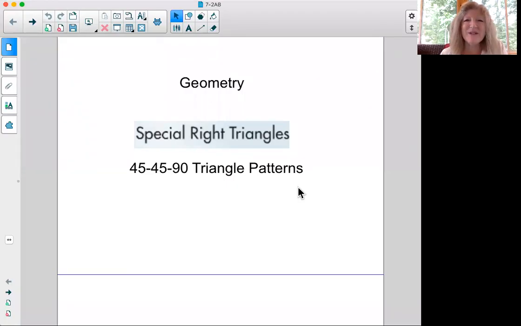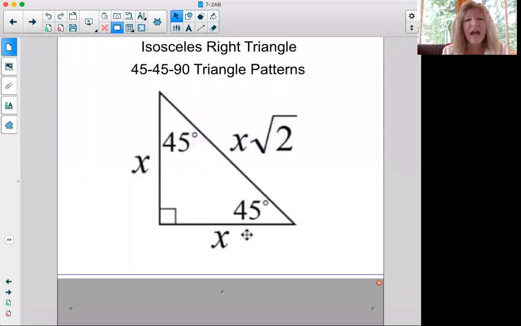Hello, geometry students. We're continuing our work with the magic of the right triangle. Today, we're going to talk about the special pattern that happens whenever you have an isosceles right triangle. Whenever you have an isosceles right triangle, or a 45, 45, 90 triangle, meaning you've got a right angle and two 45 triangles, their side lengths have a specific pattern that they always follow every time.